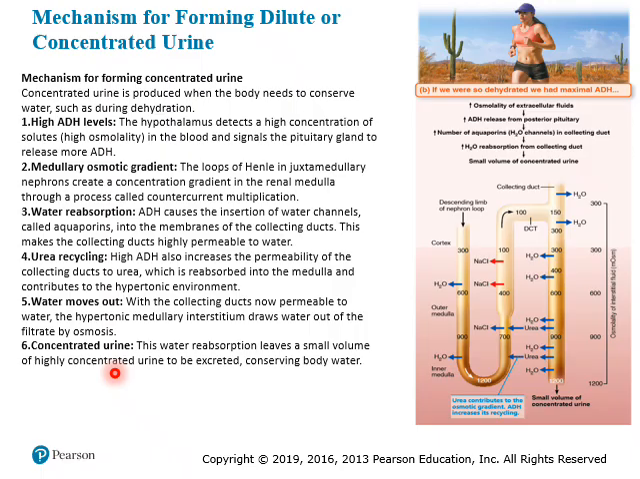The mechanisms for forming concentrated urine. Concentrated urine is produced when the body needs to conserve water, such as during dehydration. This is by promoting a high ADH level, or by creating a medullary osmotic gradient, by water reabsorption, and by recycling of the urea. High antidiuretic hormone also increases the permeability of the collecting ducts to urea, which is reabsorbed into the medulla and contributes to the hypertonic environment.